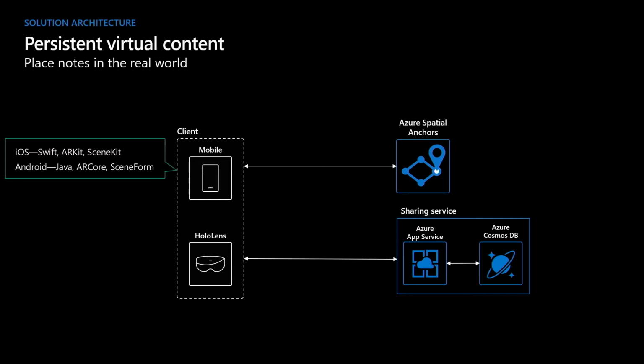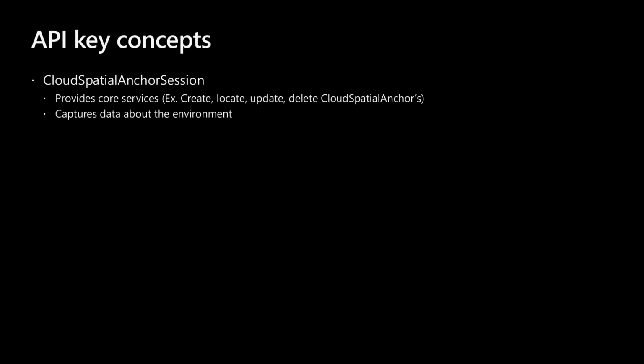key concepts for ASA. At the root of ASA is the Cloud Spatial Anchor session. First, it provides core services. Through it, you create anchors, locate them, update their properties, or delete them. Second, it captures data about the environment. On mobile devices, you're passing camera frames to the session, and on HoloLens, we're getting the map from HoloLens and passing it in ourselves.